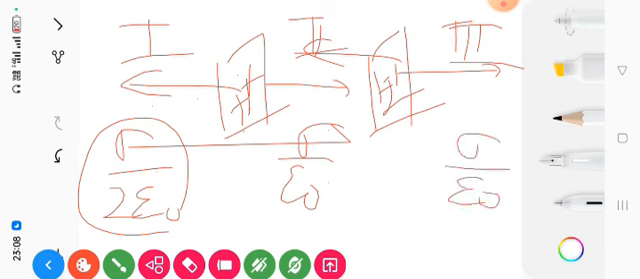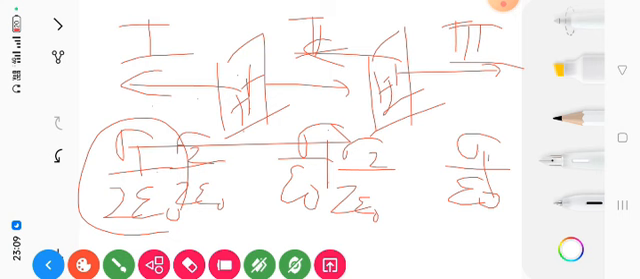Okay, let me complete this first and I'll come back to that. So electric field, what is this electric field? I don't want to confuse you, so let's say sigma 1. What is sigma 1? This is the electric field in the third region due to the first sheet of charge. Now due to the second sheet of charge, the electric field in this region will be sigma 2 upon 2 epsilon naught. Here again sigma 2 upon 2 epsilon naught, and here it will also be sigma 2 upon 2 epsilon naught.